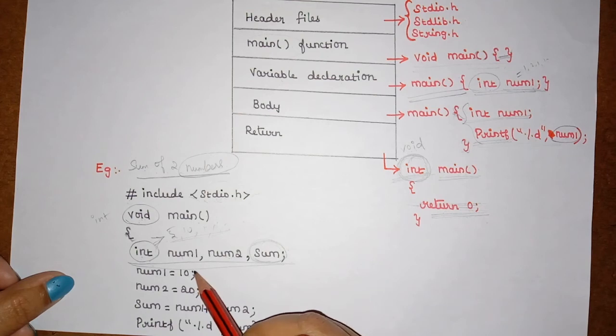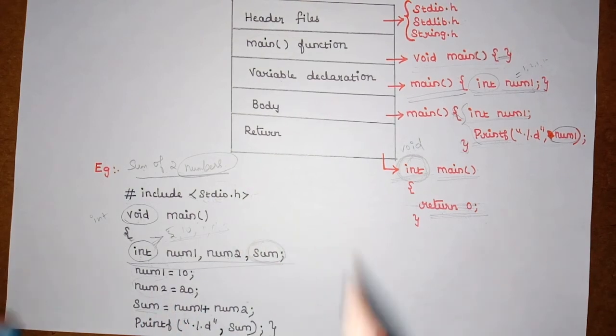After assigning values to these two variables, what do we need to do now? We need to perform addition on these two variables. So here, num1 plus num2. After performing addition, we'll get some result, and that result will be stored inside the variable sum, because we are assigning num1 plus num2 to sum, right? So the result will be assigned to sum.